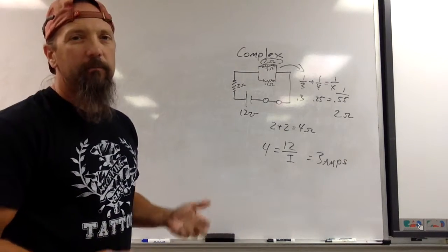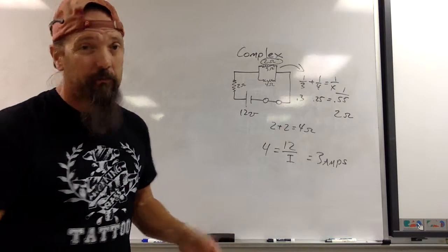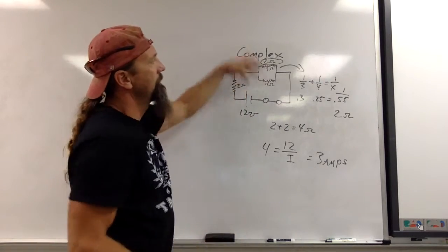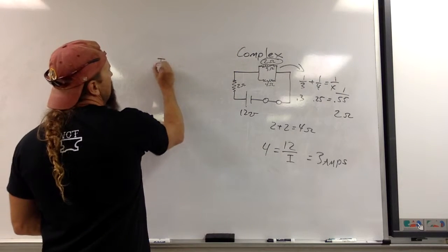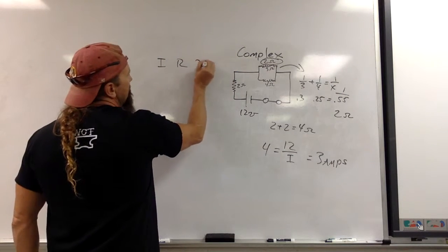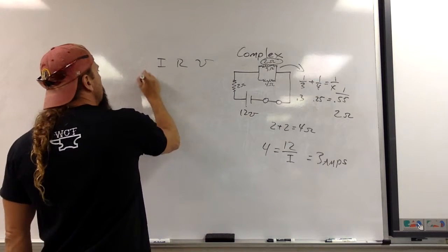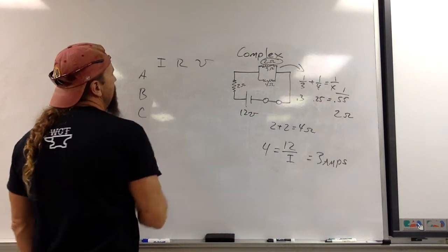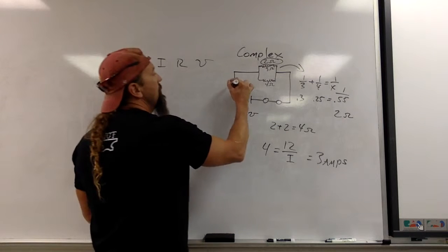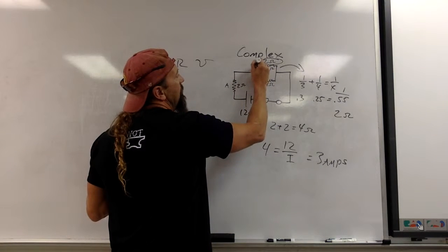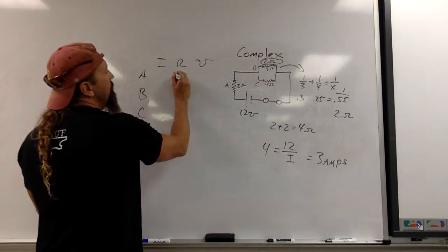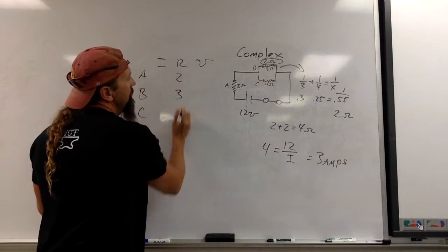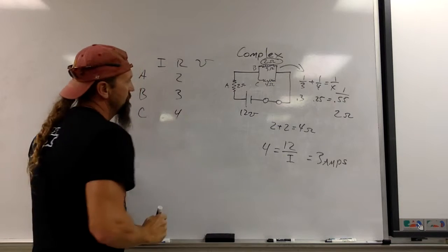Time to build a chart, because I'm going to ask you to tell me everything about everything on these. Okay, so if we look back at our other chart, I, R, V. No particular order. That's how they came to me in my head. So A, B, and C. Let's label them. A, B, C. So A, what do I know about it? I got 2 ohms. B, I got 3 ohms. C, I got 4 ohms.